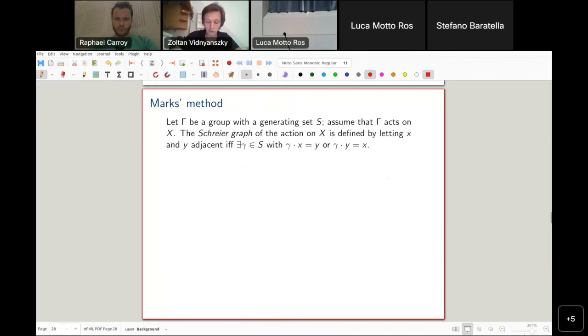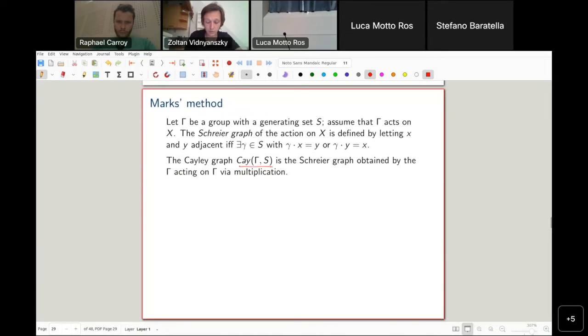So let me just quickly describe the example. Assume that we have a group Γ with a generating set S, and this group acts on the space X. Okay, so it moves around the points. Then there is a natural graph associated to this group action, called the Schreier graph. We connect two points x and y if there is some element of the generating set which moves x to y. The most popular Schreier graph is the Cayley graph, really.